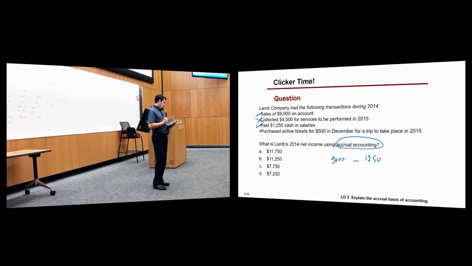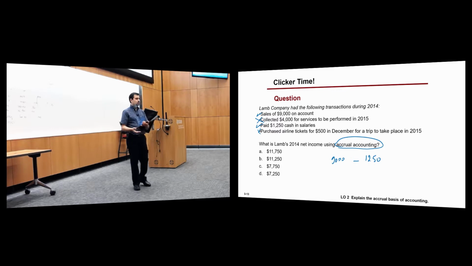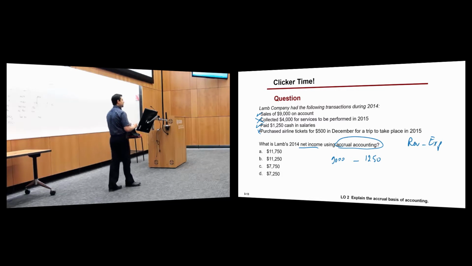Purchased airline tickets for $500. The company did pay the money. Did the company use that resource? Now they have airline tickets. Did they use them? No, they did not. As a result, this will not be included. This is prepaid airline tickets, an asset. It's not a revenue. Remember, when you calculate net income or net loss, you only look at revenues minus expenses. Period. Not unearned revenues, not prepaid expenses, only those two.